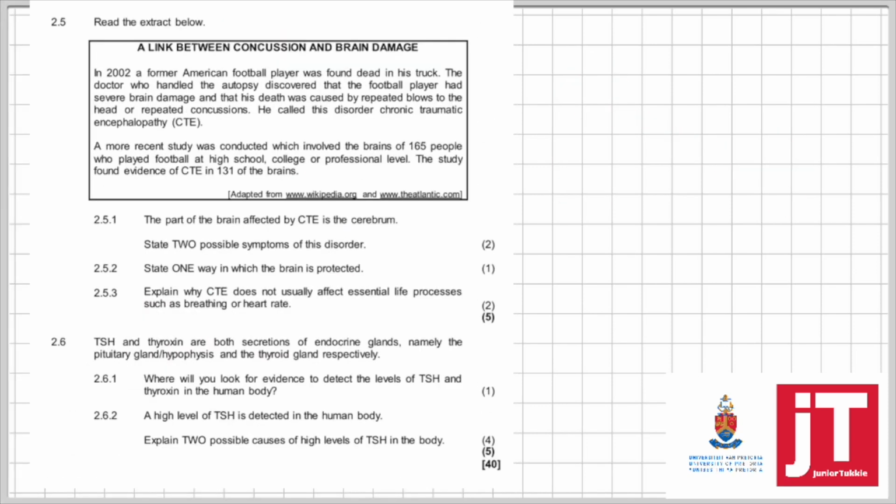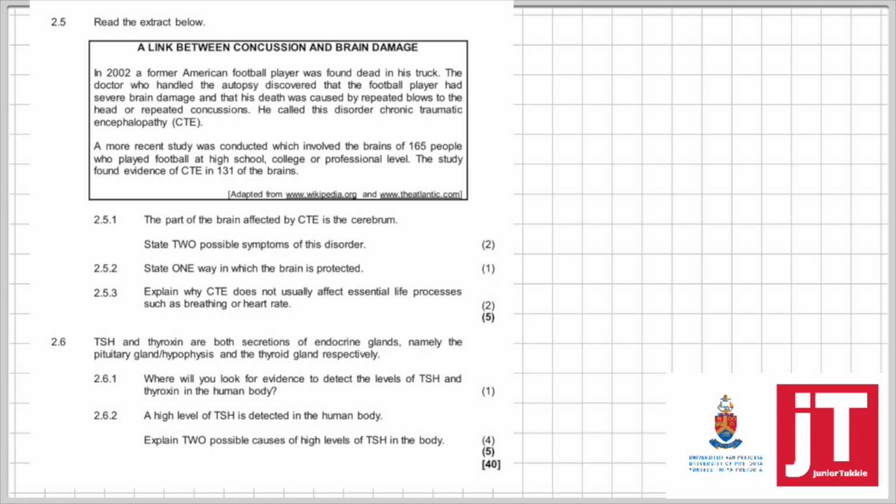2.5. Read the extract below. A link between concussion and brain damage. In 2002, a former American footballer was found dead in his truck. The doctor who handled the autopsy discovered that the football player had severe brain damage and that his death was caused by repeated blows to the head or repeated concussions. He called this disorder chronic traumatic encephalopathy. A more recent study was conducted, which involves the brains of 165 people who played football at high school, college, or professional level. The study found evidence of CTE in 131 of the brains.